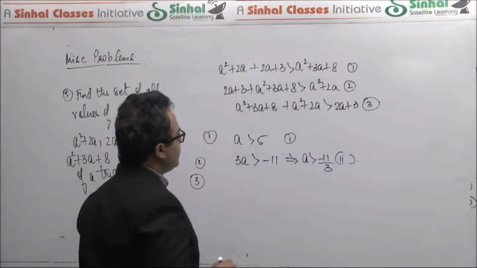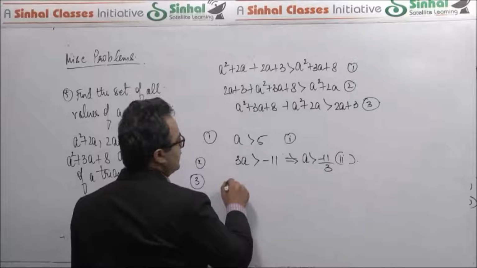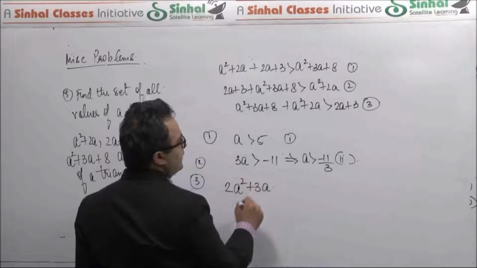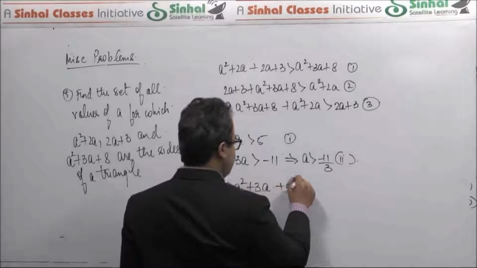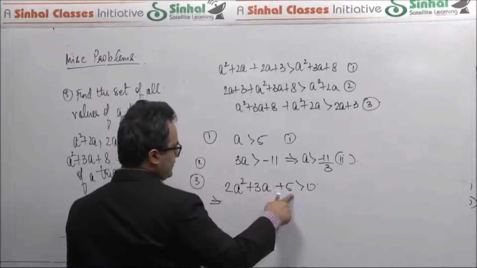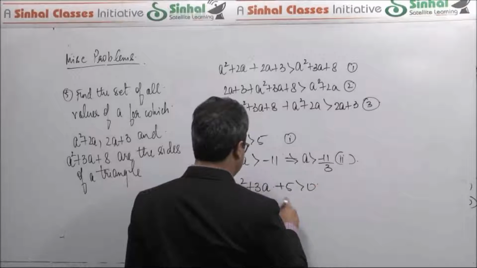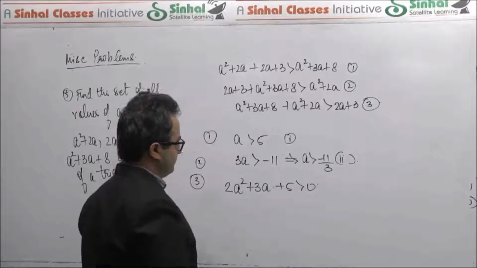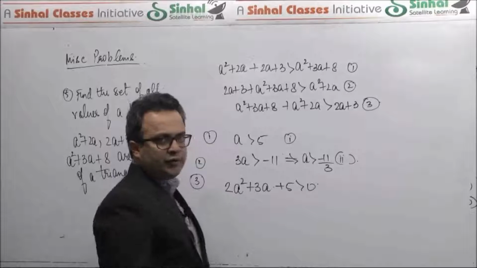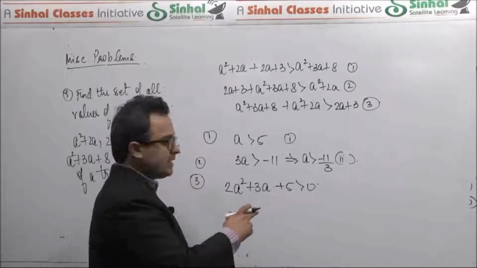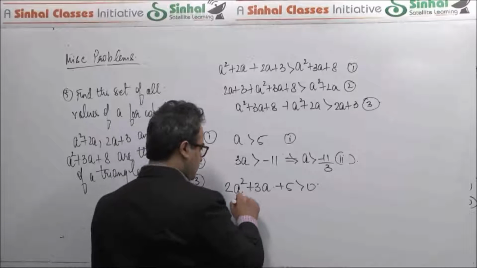And the third condition now gives us a quadratic inequality. So 2a square plus 3a plus 5 is positive. So again factorizing. So this is actually turning out to be true for all real values of a, because again as you can observe, the discriminant value over here is negative.